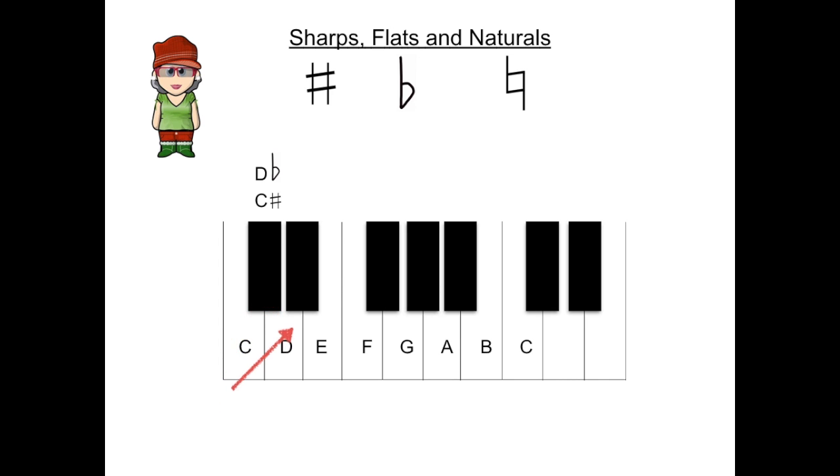So the next black note is D sharp. It is also E flat. This continues up the keyboard. So we have F sharp, G flat, G sharp, A flat, A sharp, B flat, and so on. There is no note between E and F or B and C.